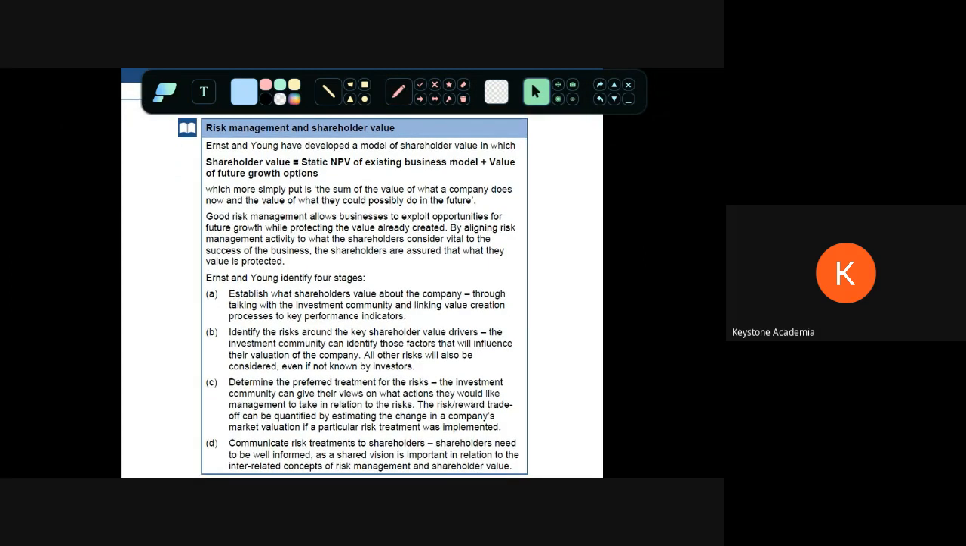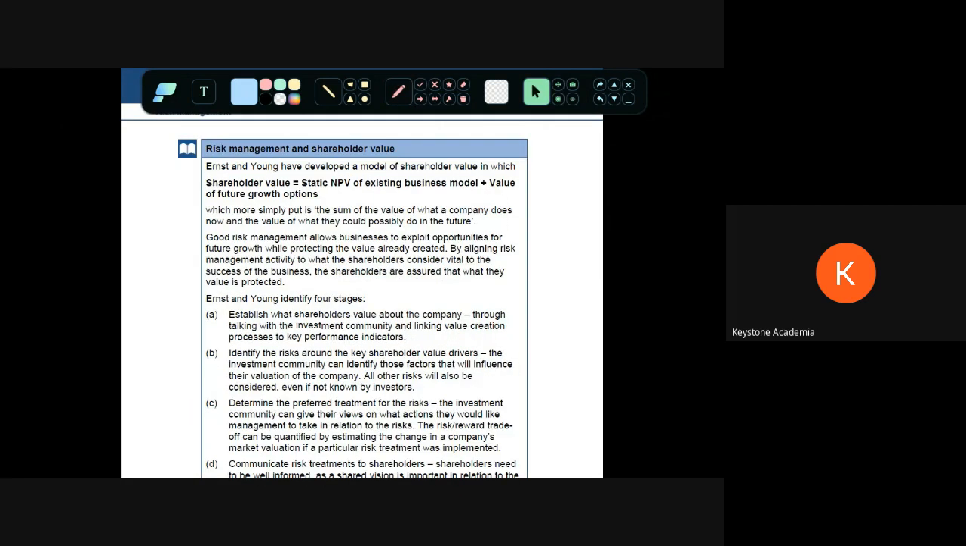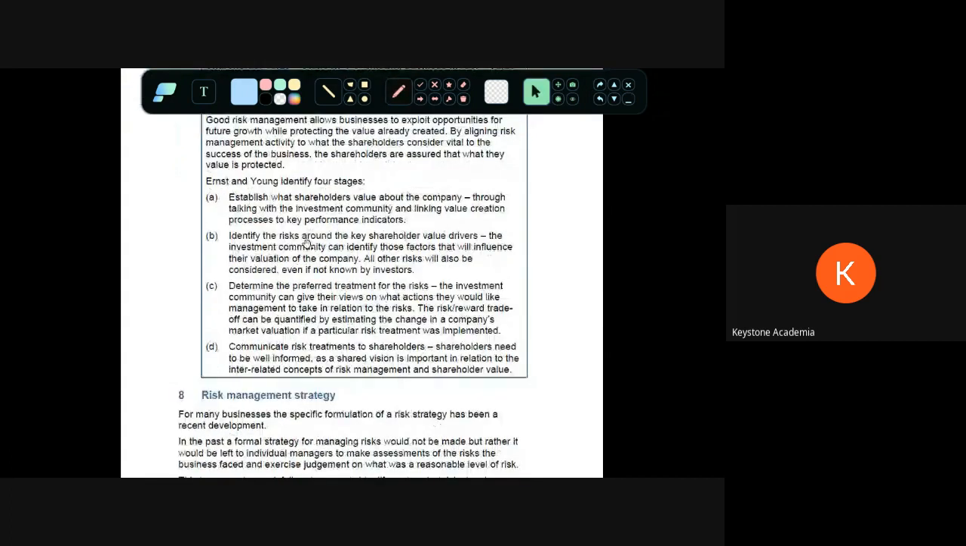Okay, so this is risk management, 4 stages given by EY. Establish what shareholders value about the company. Go through their profile and understand what, according to them, is value creation, and then identify the risk around every key shareholder, and then determine the preferred treatment for these risks. Similarly, understand the shareholder, understand the risk, understand the treatment solutions, and finally communicate these threats to the shareholders. This EY one is not that important from the point of view of your exam, but this is more for the knowledge. Okay.